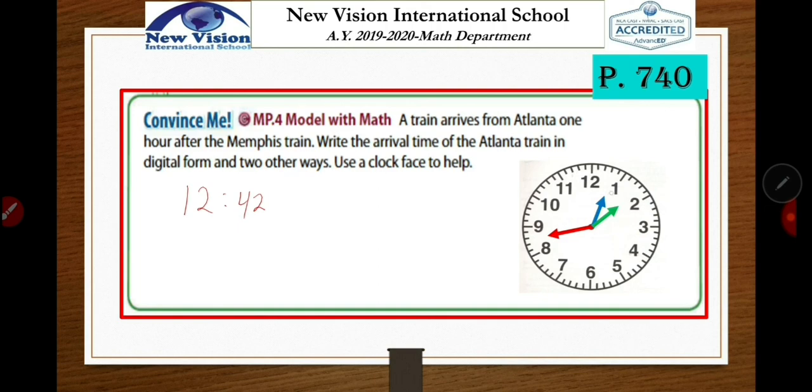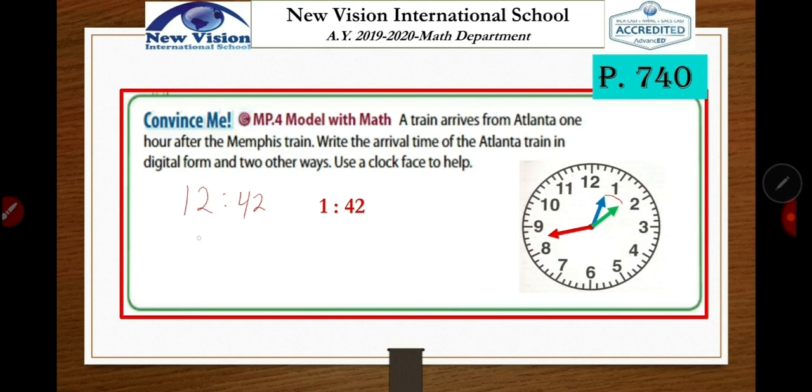Just notice here the hour hand, okay? The hour hand is not really in between, because the minutes are more than half. It's near 1 o'clock. Just move 1 hour to the right. Now it's pointing to the time close to 2 o'clock. So hence, 1 hour after 12:42 is 1:42.